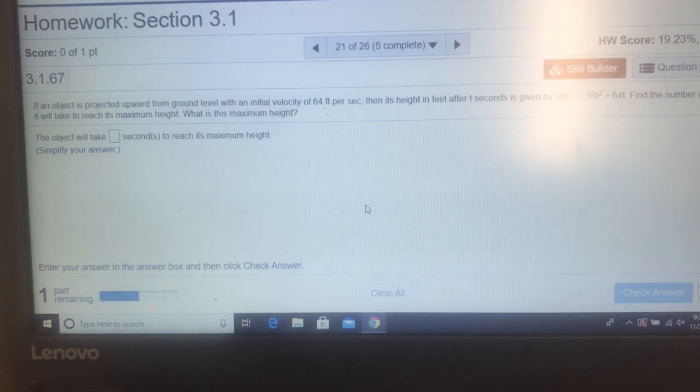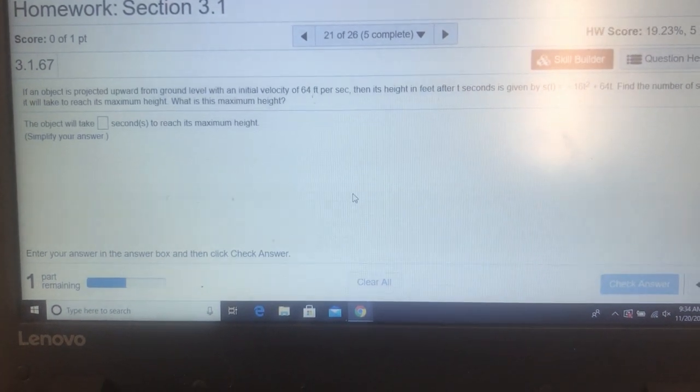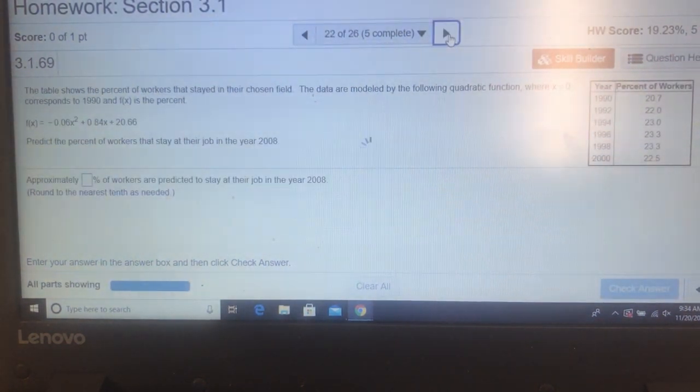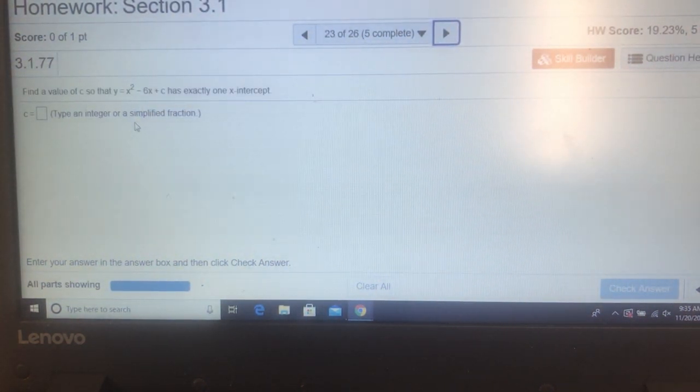Challenging though, challenging. All right, we're at 21 here. 21 we're not going to do. We've already done that one. We're going to skip over 23. So let's go bam, bam. 23 right here.